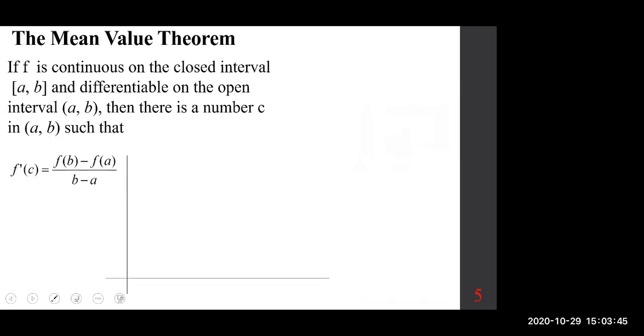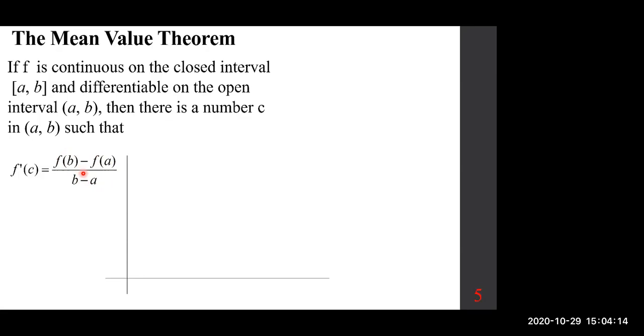The mean value theorem says if f is continuous on the closed interval of a to b and differentiable on the open interval of a to b, then there is a number c such that f prime of c equals f of b minus f of a over b minus a. And as you may recall, this is the slope of a secant line.